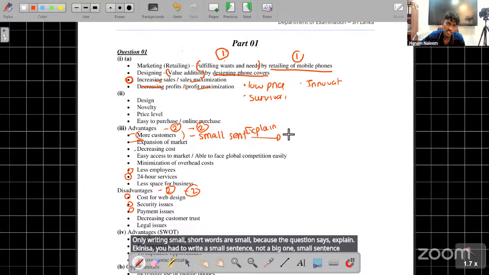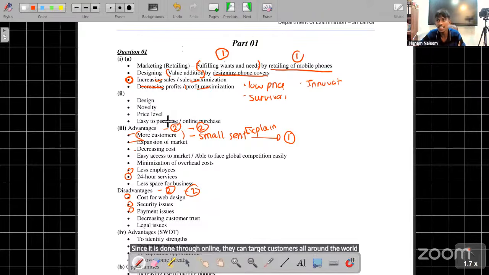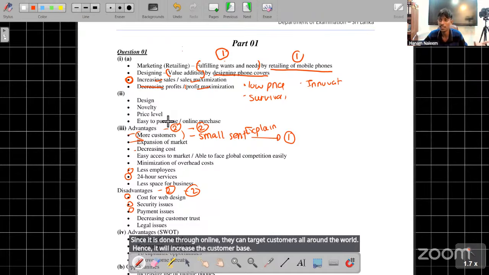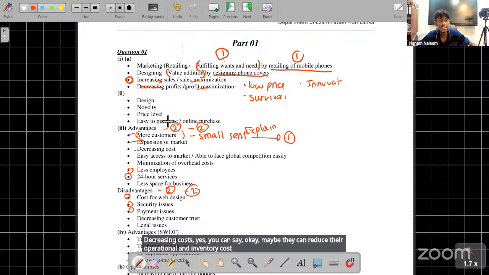Because for one sentence, they are giving you only 1 mark. Write a small sentence which has around 5 or 6 words. For example, more customers I'll take. Since it is done through online, they can target customers all around the world. Hence, it will increase the customer base. I have given a lengthy one now, so I can write like that. Decreasing cost, yes, you can say maybe they can reduce their operational and inventory cost. So I have developed a sentence there. They can operate 24/7 in order to get more customers.